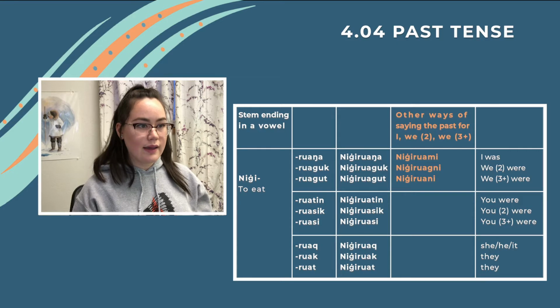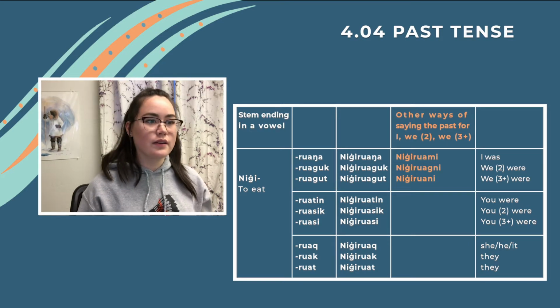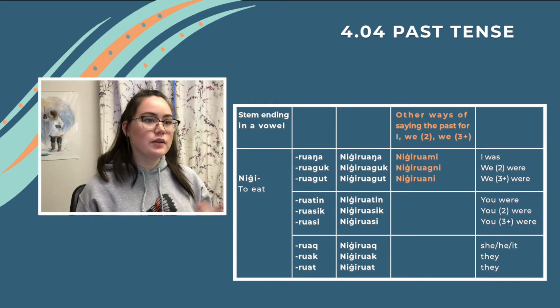So here the table just shows you the two different ways of saying it, nilironga or niliromi, I ate. Nilirorut or nilirorani, we 2 ate. Nilirorut or nilironi, we 3 or more ate. And that is just for the first person singular, dual, and plural.